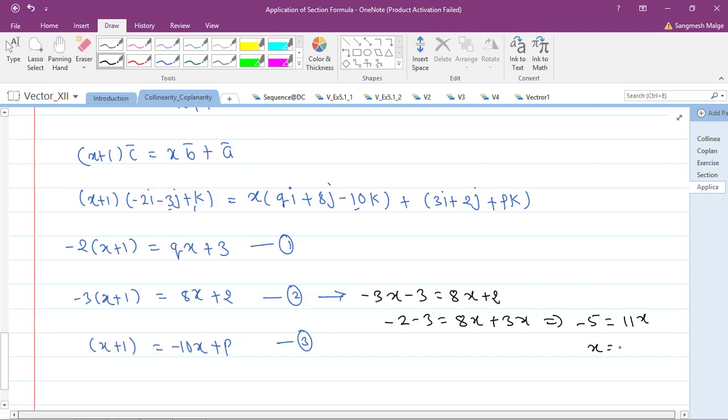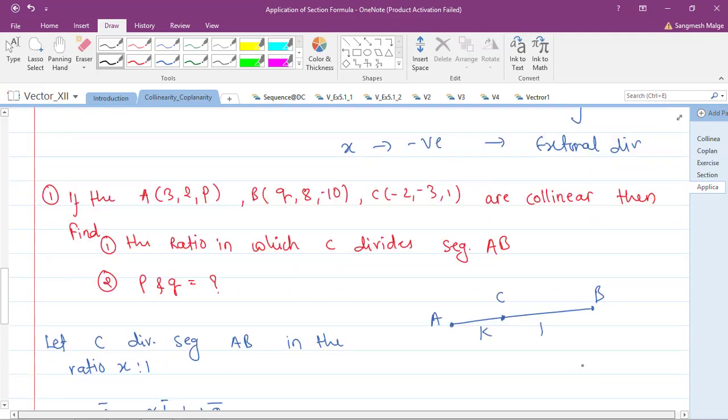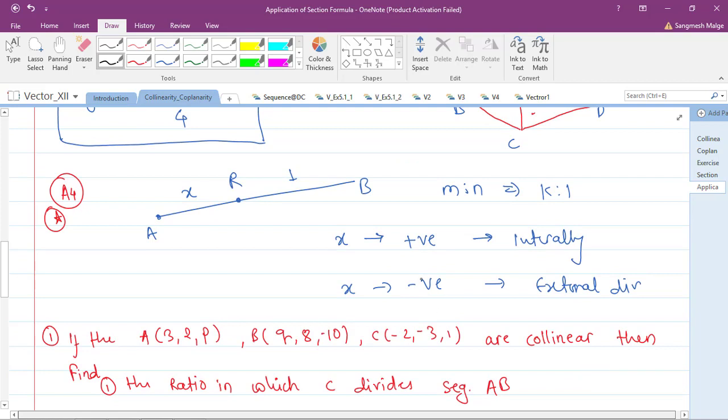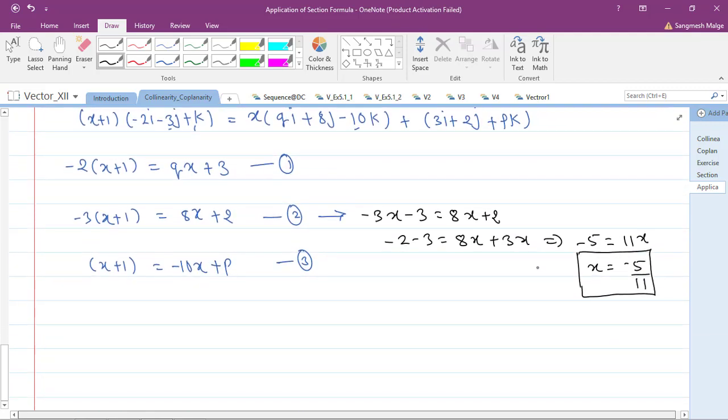So what is x? It is minus 5 by 11. So x becomes minus 5 by 11. Okay, and as I told you previously, whenever this x is negative, what we get? We get the external division. So what we are having here is negative. As x is negative, C divides segment AB externally.